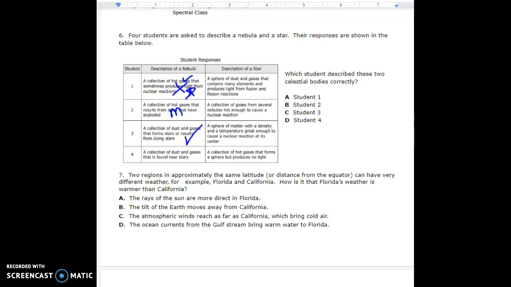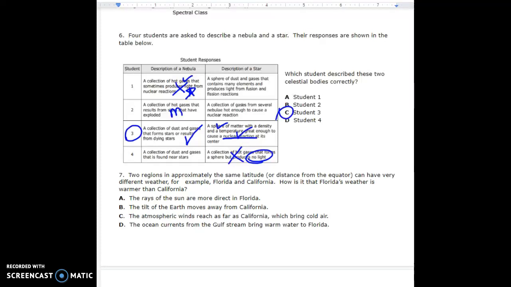I'm going to go over here to the star. A sphere of matter, definitely yes, with a density and temperature great enough to cause nuclear reactions at its center. I like that one too. This one over here, I can easily see says no light. That's not true. So the correct answer is going to be student 3C.